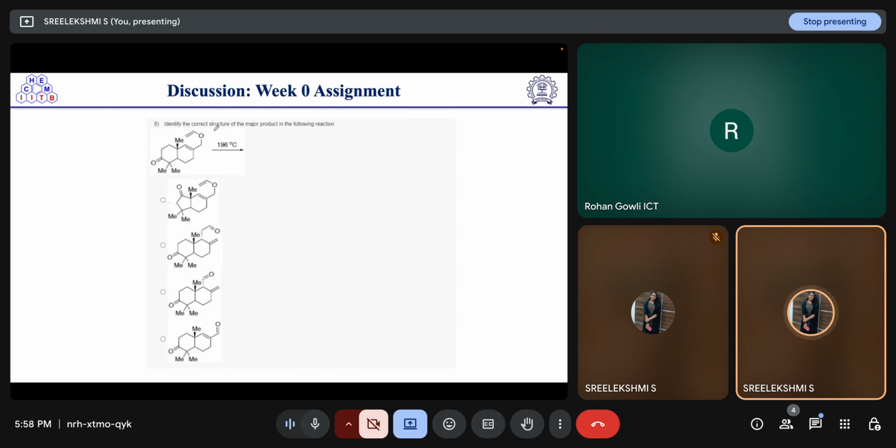Then the next question, identify the correct structure of the major product in the following reaction. So this particular compound, we are just heating it at 196 degrees Celsius. What can happen?